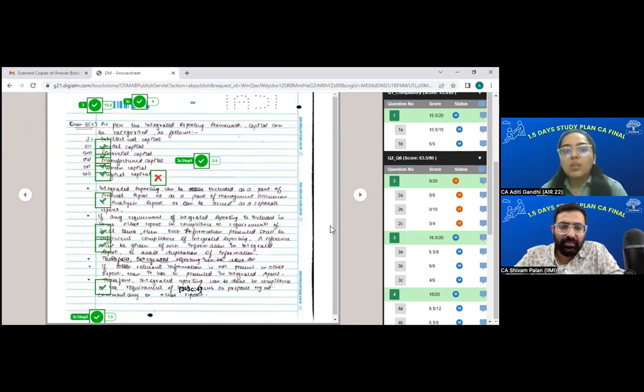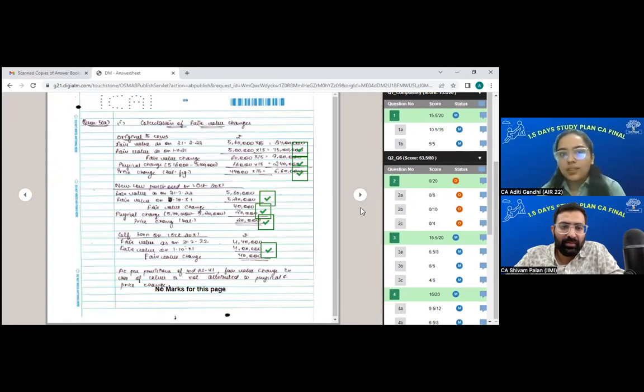See, this is the question I was talking about on integrated reporting. This is a direct question, and if you haven't covered it, you'll lose 4 marks. I don't have to explain the importance of 4 marks, but if you leave the chapter, you will not be able to complete it.